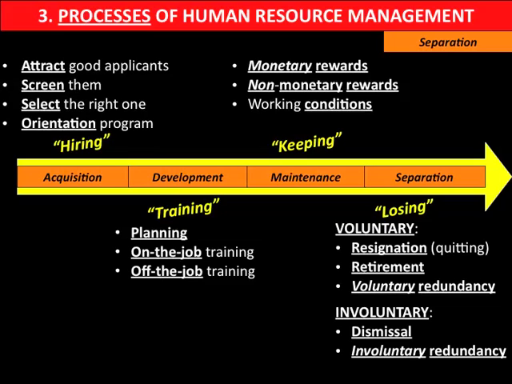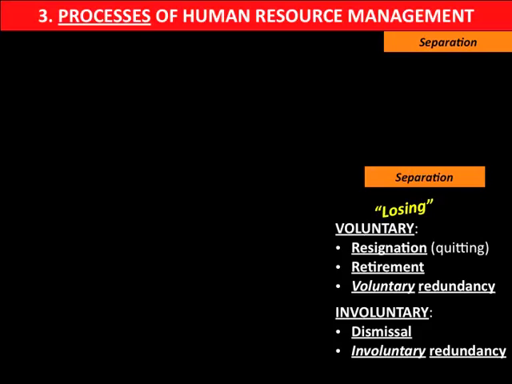The final process that human resource managers have to deal with is the separation process. It seems strange to call it separation because it's not really like a relationship, but it is kind of a relationship. I call it the losing process. You can't really think of it in terms of either quitting or firing.